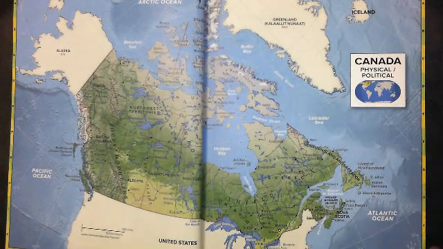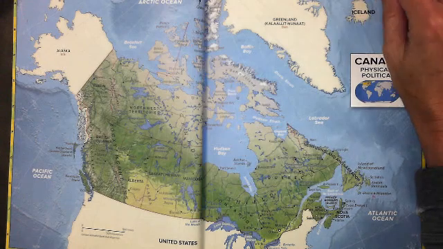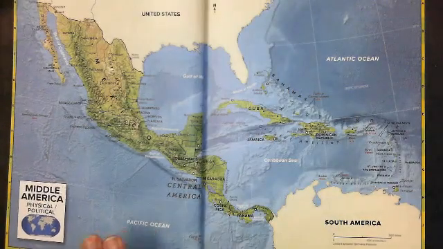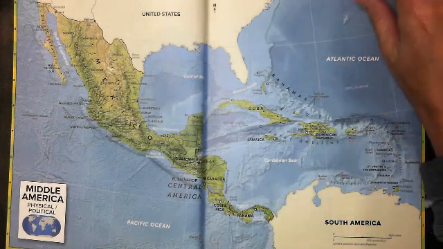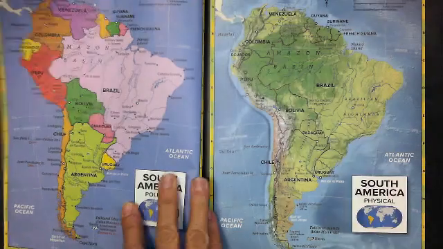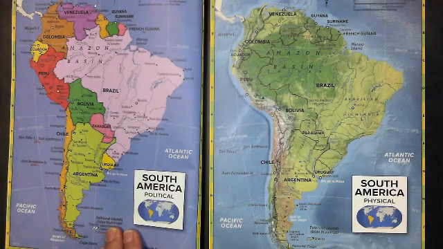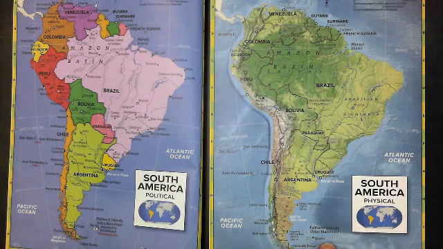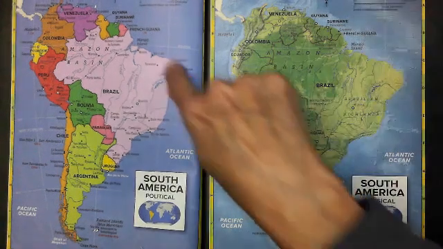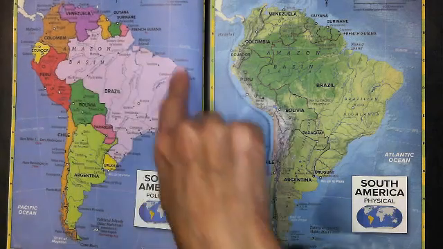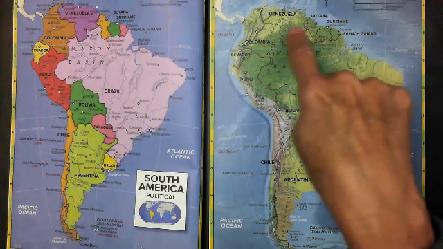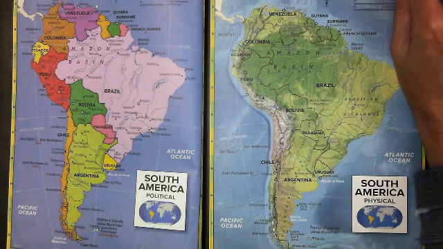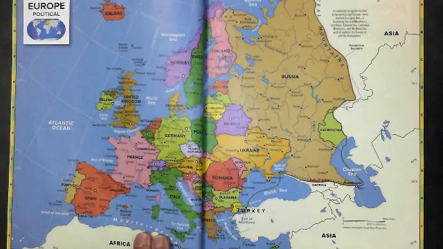This one is Canada, physical and political. So they have them combined there. Turn the page. Here's Middle America, physical and political. Then we have South America, political, and South America, physical. And you can see how much is actually Brazil. It's huge. And you can see how much of it is the Amazon basin and then the highlands that we'll talk about as well.